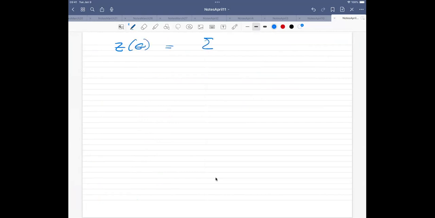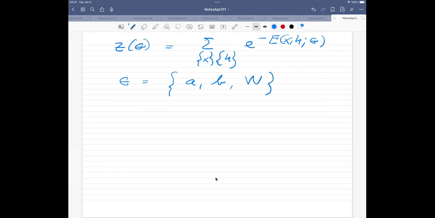That will be a sum over all the possible values of x and all the possible values of h. So these are all the configurations which we have. And then we have e to the minus beta, or minus E of x, h, and theta. The parameters theta are a collective container for a, which you can interpret as a bias, same as b, and then the matrix W, which contains all the weights. So that is just the preliminary step.